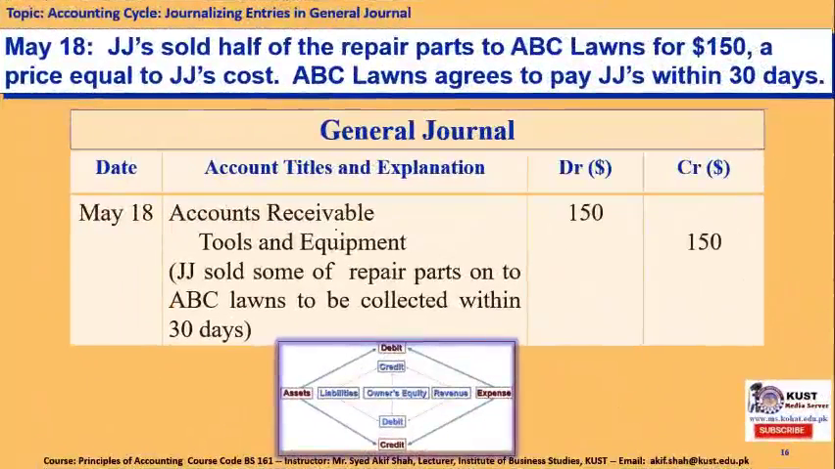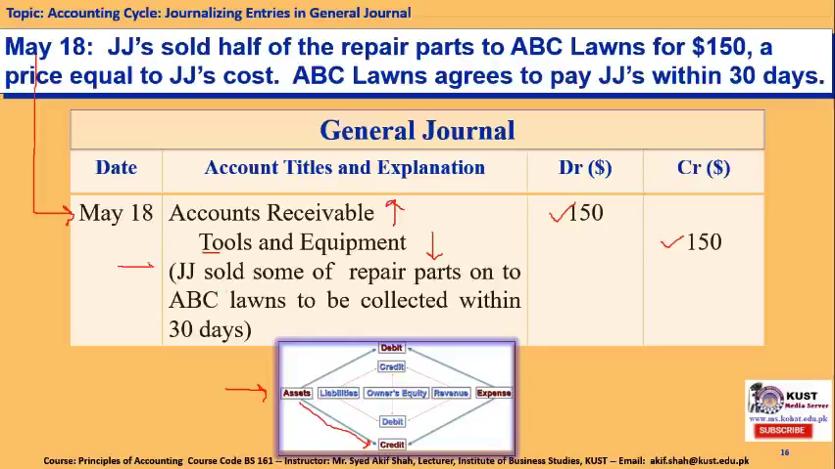Here it is. We are going to mention the correct date, which is May 18, as mentioned over here. The accounts receivable of the company, which is JJ Lawn Mower, has increased by $150, and tools and equipment has decreased, which is another asset. And the rule is glowing beneath this transaction, the diamond rule for debit and credit: another asset has decreased, which needs to be given a credit entry. Therefore, tools and equipment has a credit entry in the credit column.